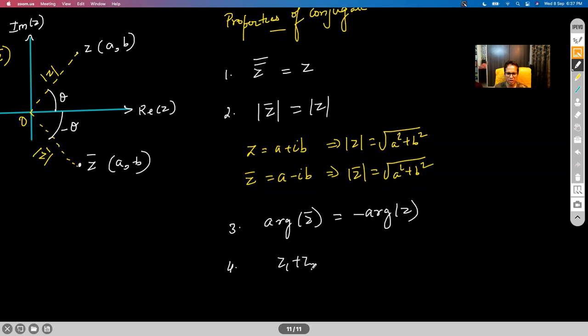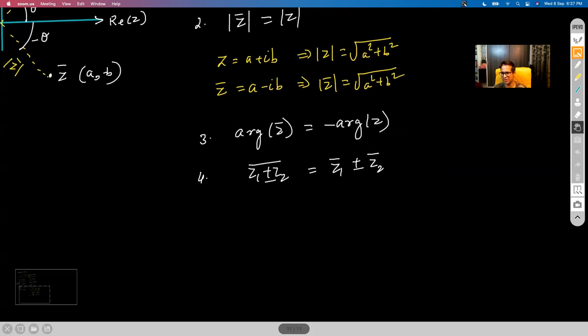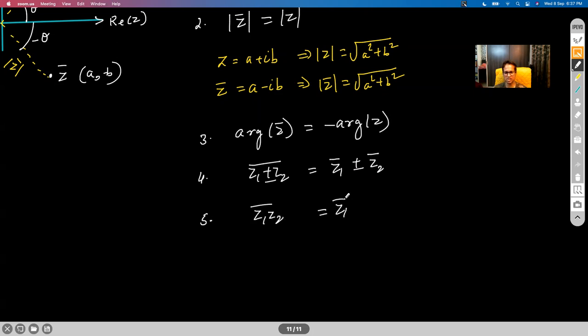Next, if you do the operation of sum or difference of two complex numbers and you take its conjugate, it is as good as doing the same operation on the conjugates themselves. So if you add or subtract two complex numbers and take the conjugate of the result, it is as good as doing the same operation on the conjugates. Same goes with product, and same goes with quotient. So the conjugate of Z1 into Z2 is the same as Z1 conjugate into Z2 conjugate. And Z1 by Z2 whole conjugate is the same as Z1 conjugate by Z2 conjugate.